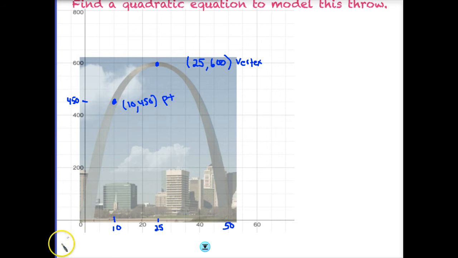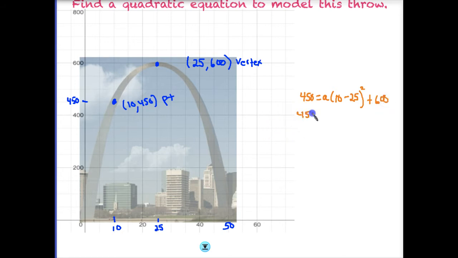So let's go ahead and build our equation. And I'm going to combine all this into one step. So I know what a y is. I have 450 for my y. And that is going to equal a, which I do not know. For my x, I have a 10. And then my vertex is 25, so that's minus 25 squared plus 600.